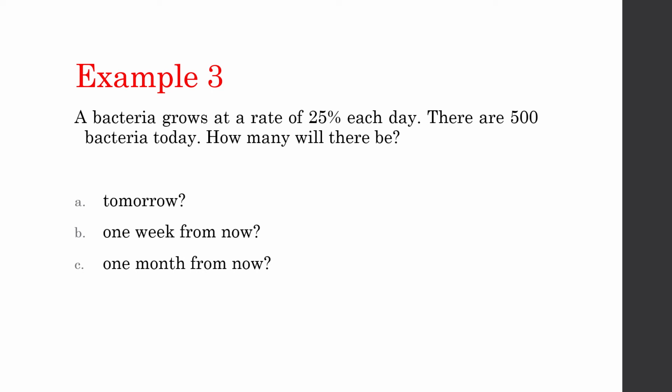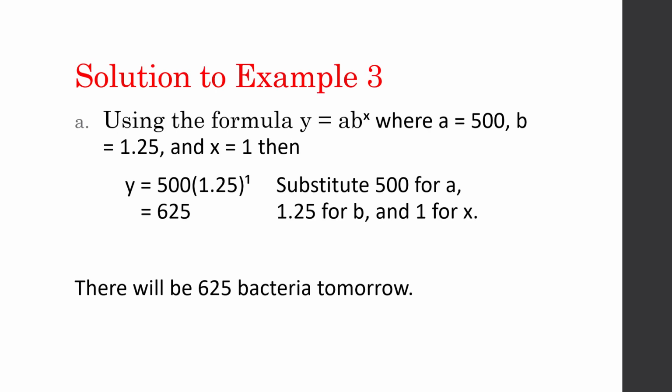How many will there be tomorrow, 1 week from now, or 1 month from now? So let's answer, how many will there be tomorrow? Using the formula y is equal to a times b raised to x, where a is equal to 500, b is equal to 1.25, and x is equal to 1, then y is equal to 500 multiplied by 1.25 raised to 1. We are going to substitute 500 for a, 1.25 for b, and 1 for x. So the answer is 625. There will be 625 bacteria tomorrow.